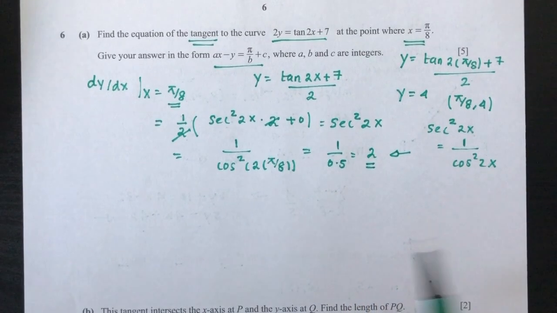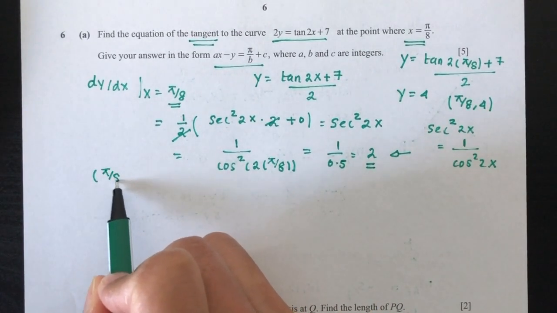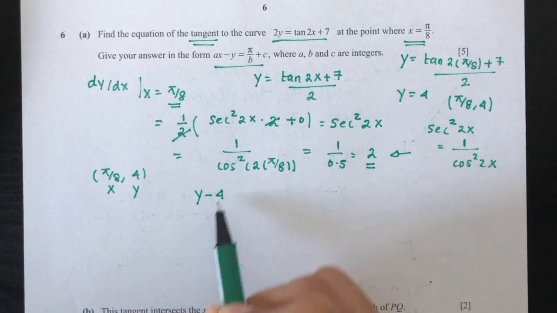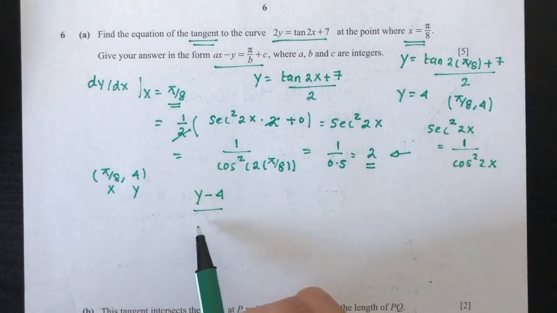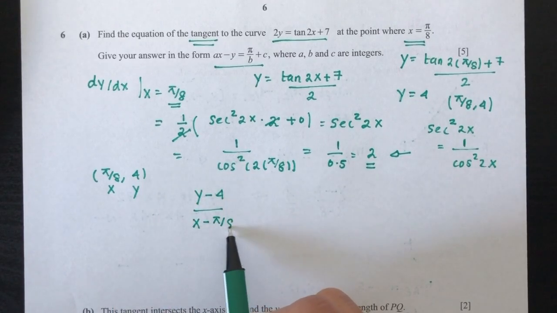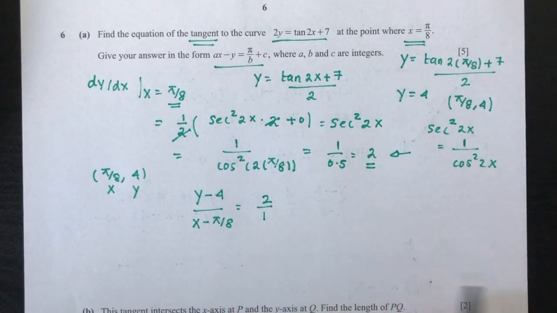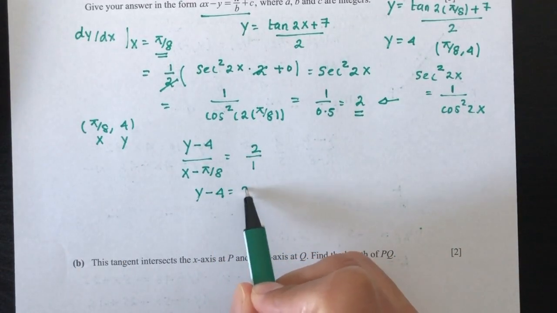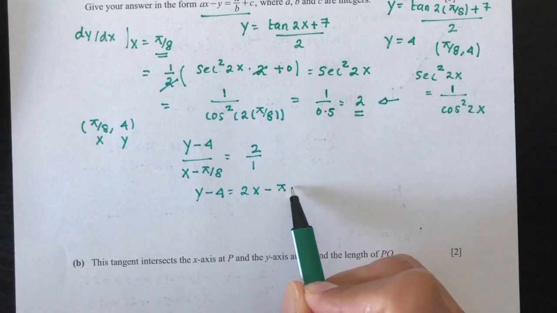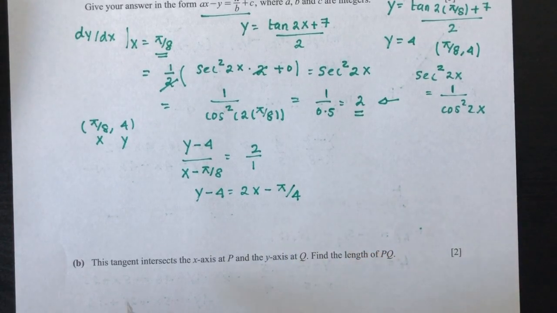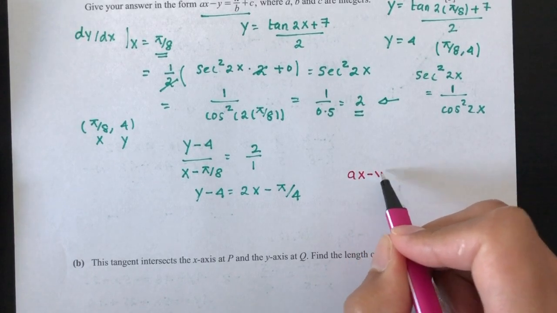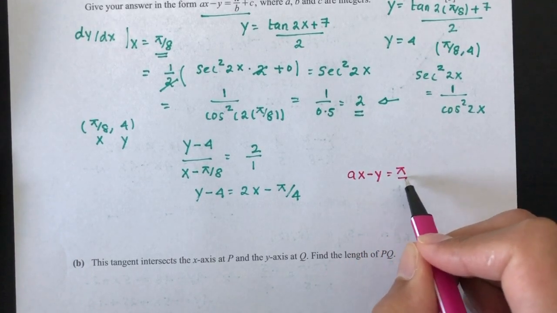Now to find the equation, since we have the gradient already, we have the point as well. The point is this, which is x and y. That will be y minus 4 over x minus pi by 8 equal to 2 over 1. Now you can cross multiply, you will have y minus 4 equal to 2x minus pi by 4. Now you have to give your answer in this form, which is ax minus y equal to pi over b plus c.